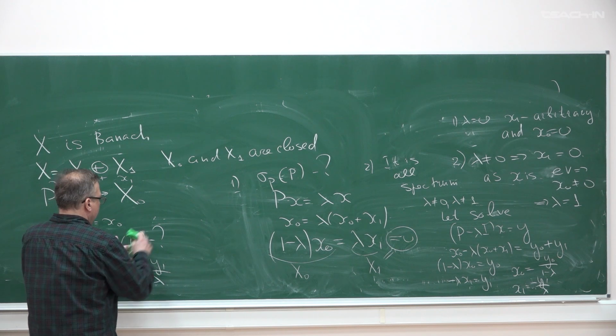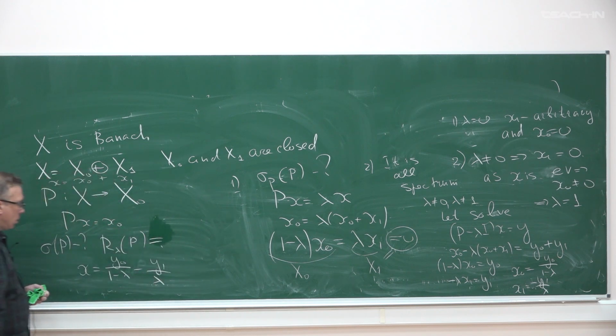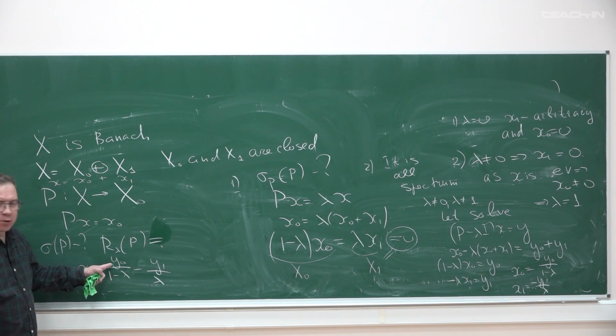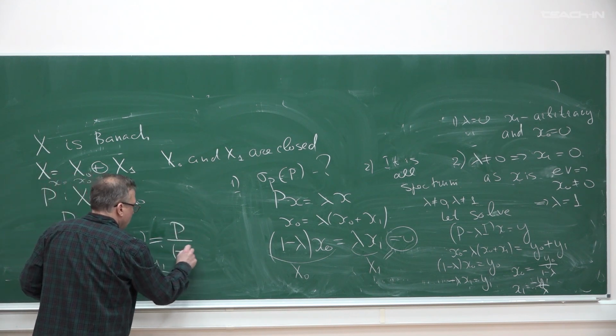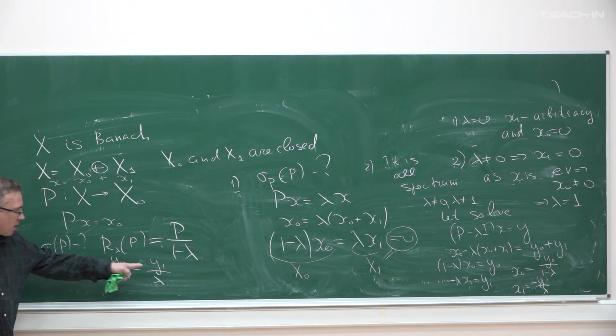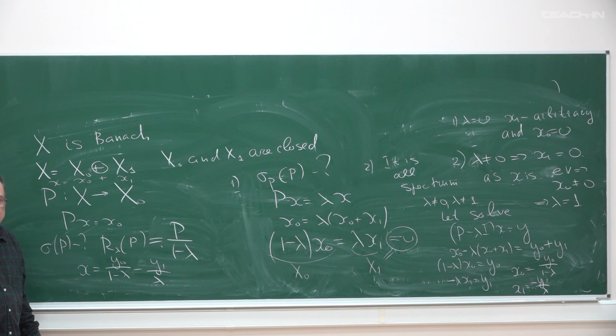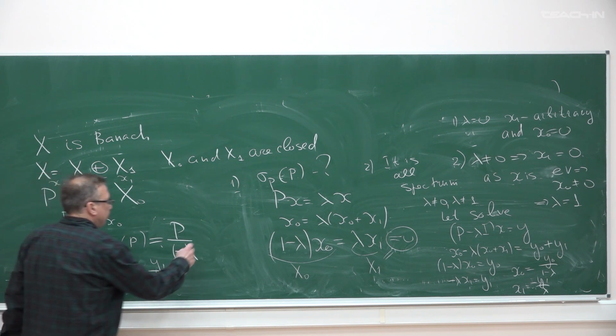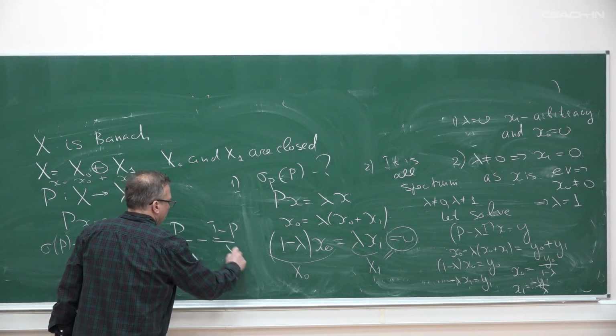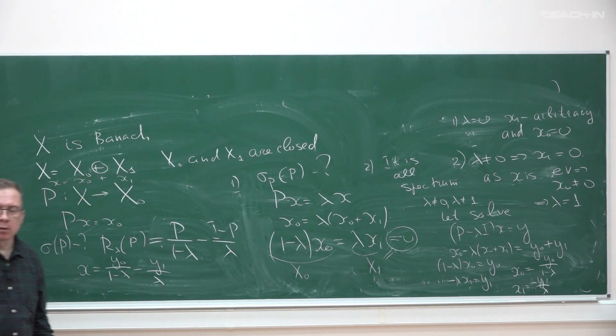How can you write the resolvent? Look here, please, and you can write the resolvent without vectors. What operator gives the first component from y? The projection P. And what gives us the second component? The complementary projection, identity minus P. So you can write the resolvent in operators.